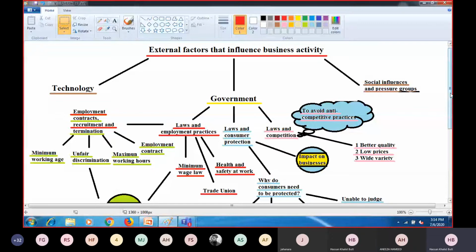Okay, now listen. My question is, I am repeating it. I want you to participate. Government makes laws and these laws influence business activities because government wants to control business activities. Why does government want to control business activities, and for that purpose they make laws? That is my question. So now I ask that question from Huria. Yes, Huria.